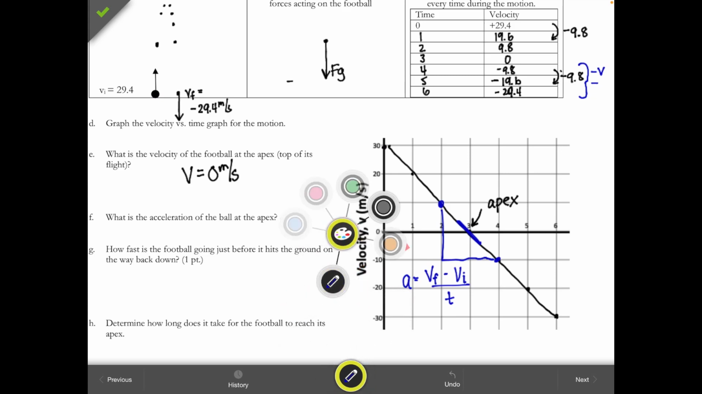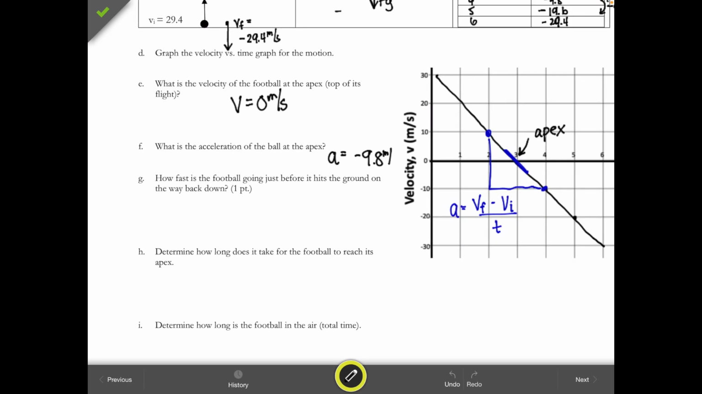If you pick any 2 points along this line, the acceleration is going to be negative 9.8 meters per second squared because that's what we calculated up here, right? So the acceleration of the ball at the apex is negative 9.8 because it's actually negative 9.8 the whole time. The slope stays the same because the acceleration is caused by this constant force due to gravity.